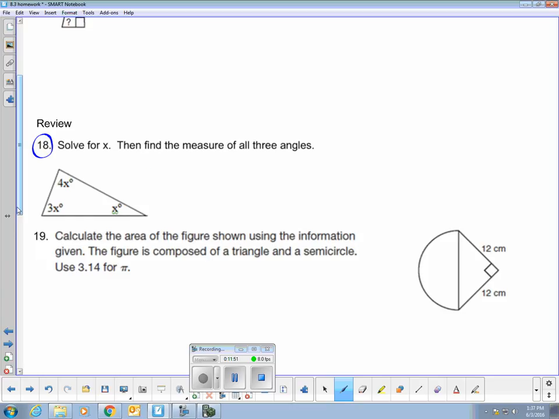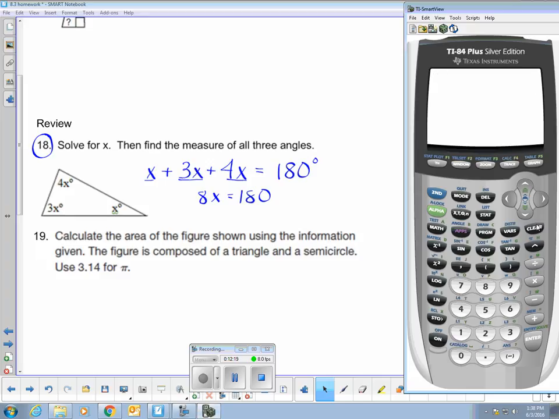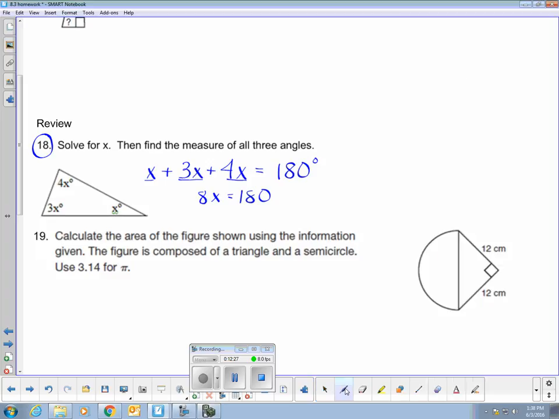So the first angle in my triangle is x degrees. My second angle is 3x degrees, and the third angle is 4x. And altogether, those three angles add up to 180 degrees. So we have 1x plus 3x is 4x, plus another 4x gives me 8x equals 180 degrees. So x is 22.5.